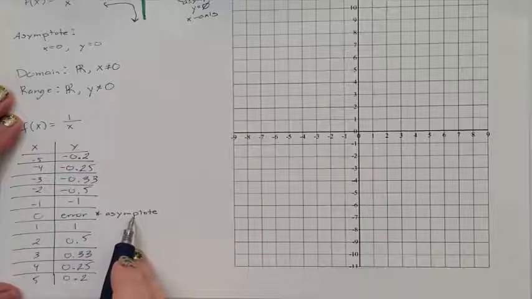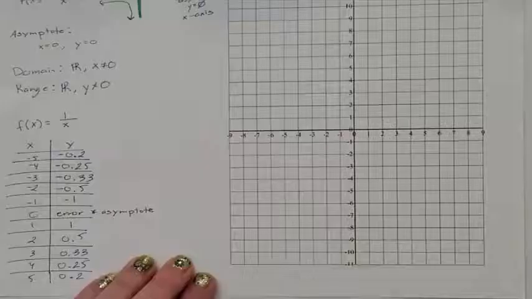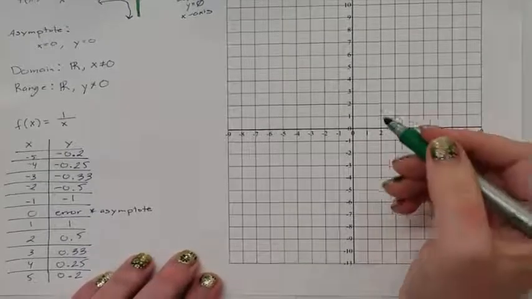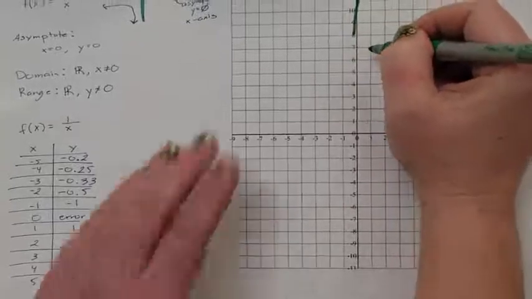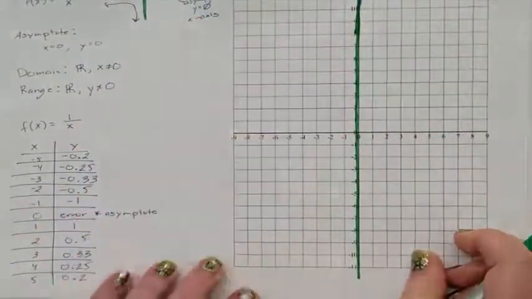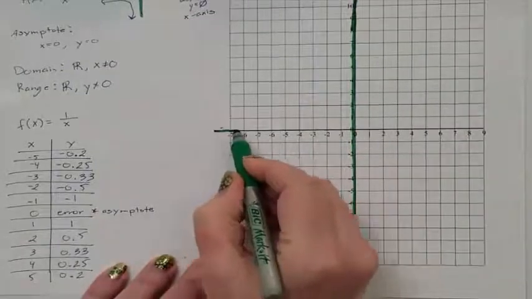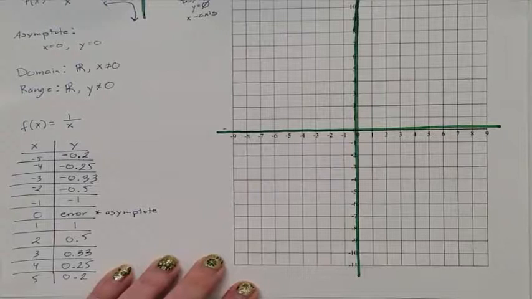He was our asymptote. So I want to graph this over here and see what this is going to look like. First thing that we need to graph is our asymptotes. So here is my x equals 0. Here's my x equals 0 y-axis asymptote. And then here is my y equals 0 x-axis asymptote. And then after that, I'm just going to use the table.